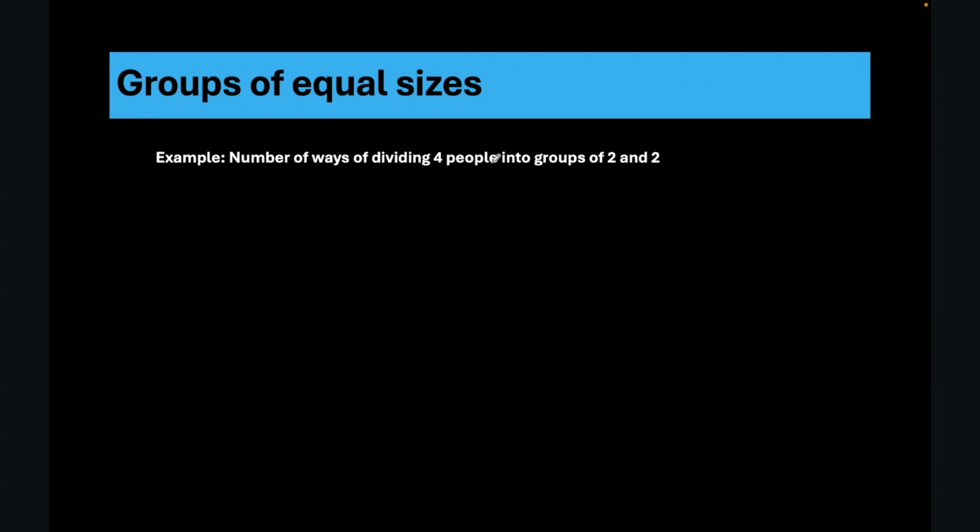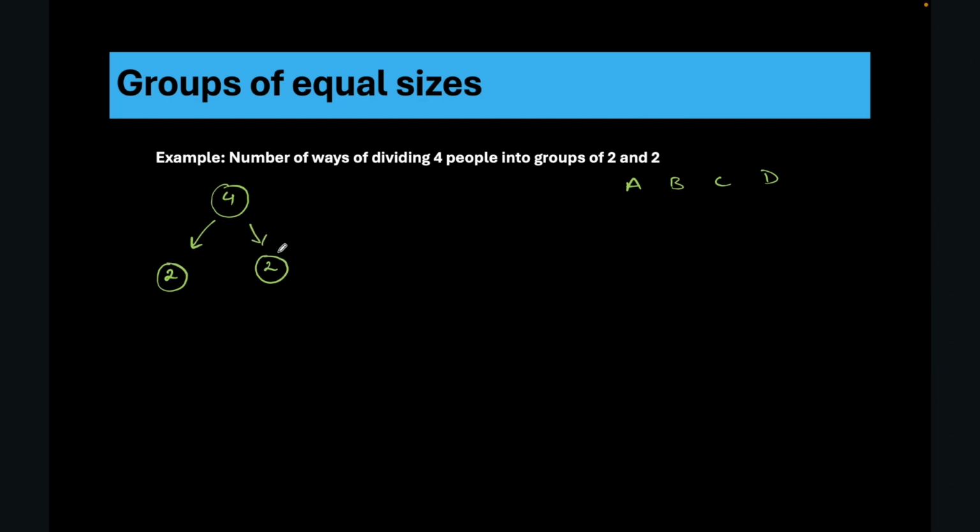So we have 4 people dividing into groups of 2 and 2. Think of it as 4 friends going to play a game of tennis. So we're playing doubles tennis in this case. So let's say we have person A, B, C, and D. So if we have 4 people, let's draw kind of like a tree diagram again. So I have groups of 2 like this.